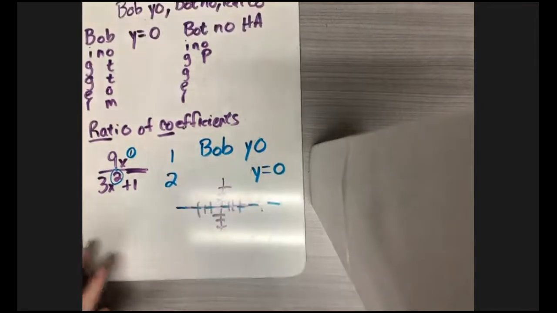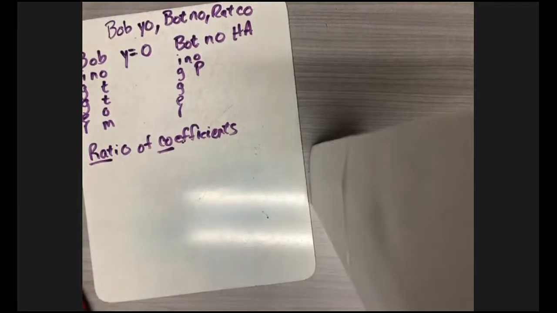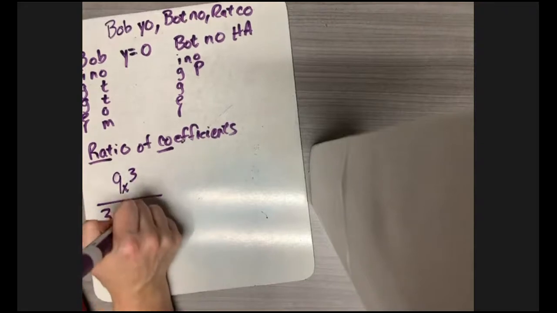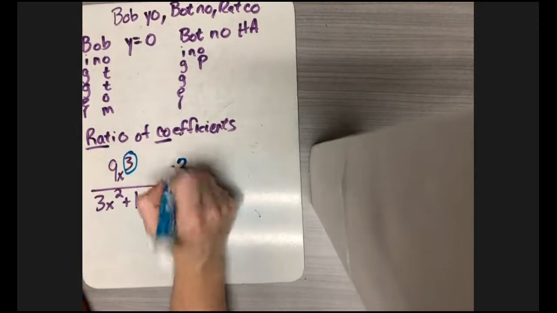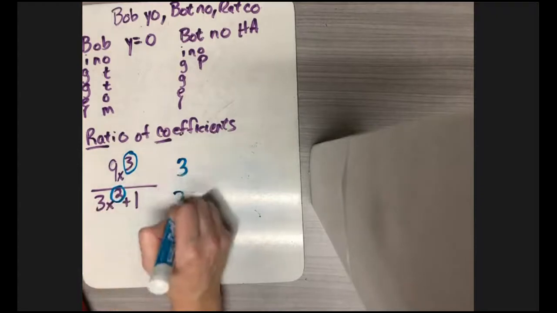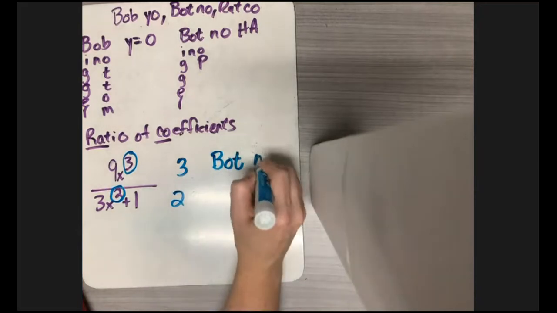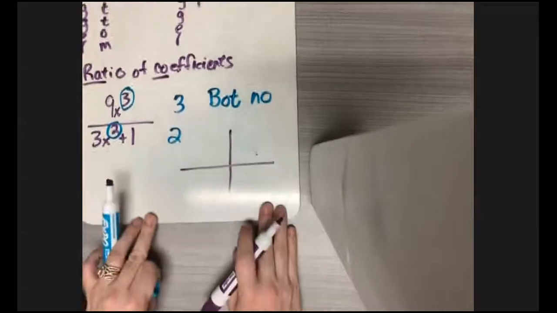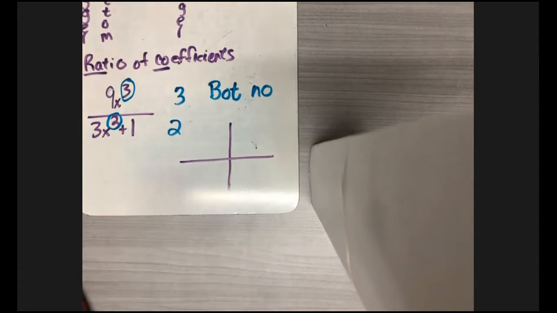Okay, so now let's look at one more. You probably know where this is headed. I've got 9x cubed over 3x squared plus 1. So my biggest power on the top is a 3. My biggest power on the bottom is a 2. We are bigger on top, so that is BOT NO, so there's no horizontal asymptote. So if I had a grid space here, I would not have any horizontal dash lines to be putting into place on this particular grid space. We might have verticals, but we don't have any horizontals.